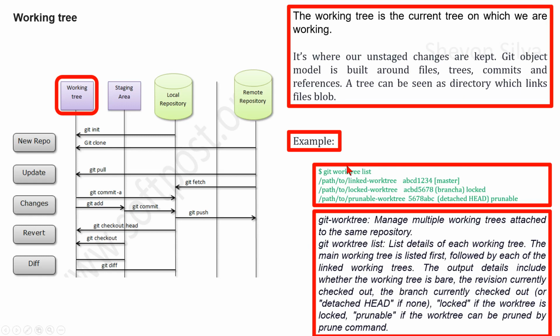As an example, we can consider this. Git worktree manages multiple working trees attached to the same repository. Git worktree list lists details of each working tree. The main working tree is listed first, followed by each of the linked working trees.